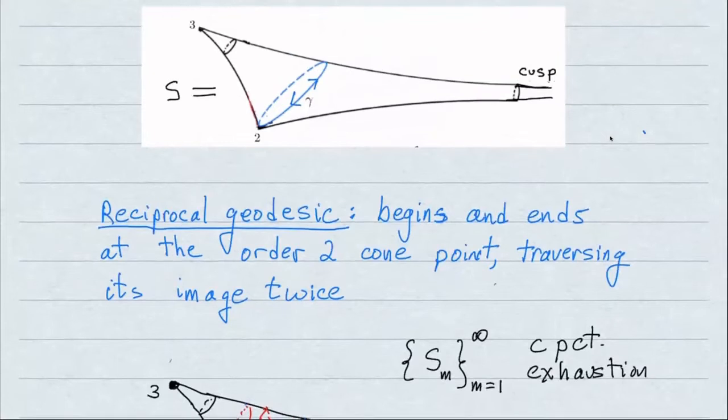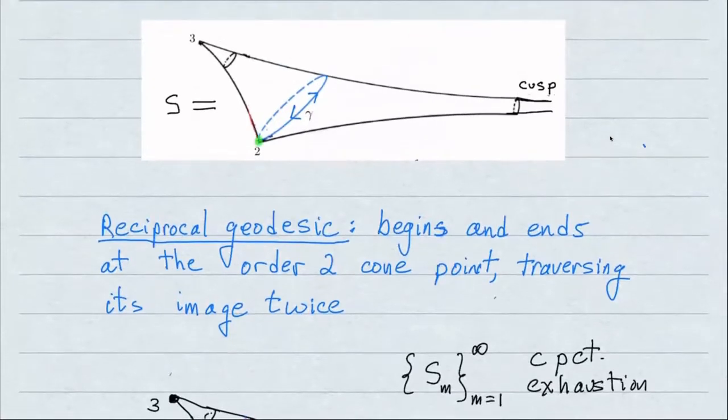So a reciprocal geodesic is one that starts in the cone point of order 2, comes back to it, and then retraces its steps. That's why I have the double arrows here. So it begins and ends at the order 2 cone point, traversing the image twice. So that's a definition of a reciprocal geodesic.